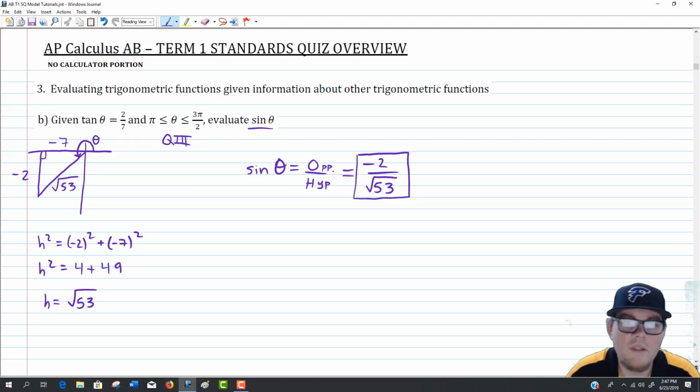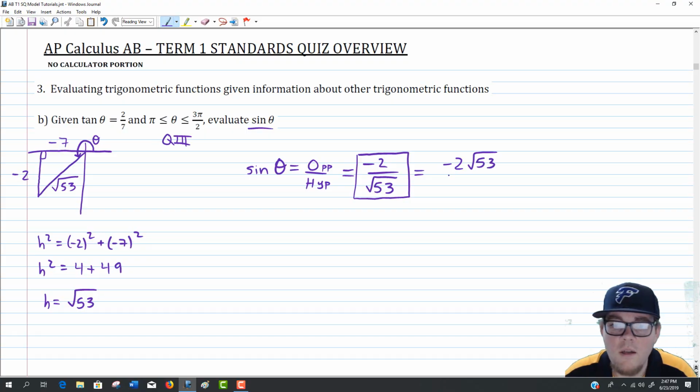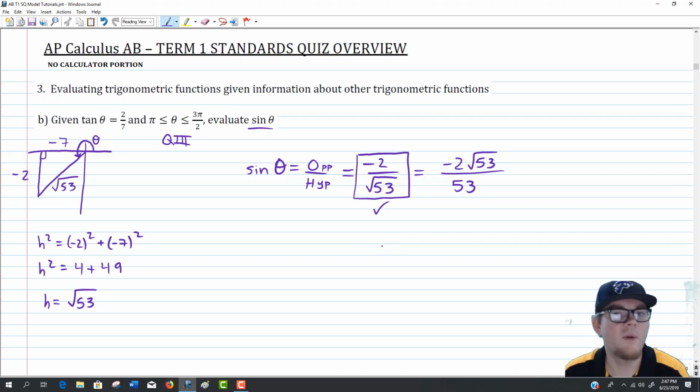And notice in quadrant 3, sine of theta should in fact be negative, and we do in fact get a negative answer. Once again, though, just for those that are really into rationalizing the denominator, you could write this as -2 root 53 over 53. That would be fine too, but this is the answer that we're looking for, the one that's not rationalized. We don't need to waste your time doing it. So that takes us to the two normal questions that we're looking at.